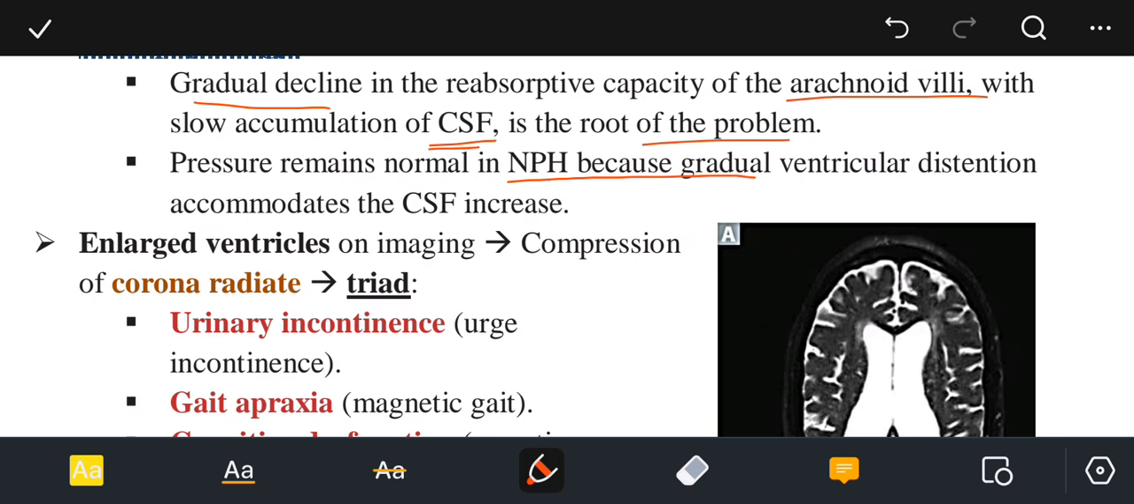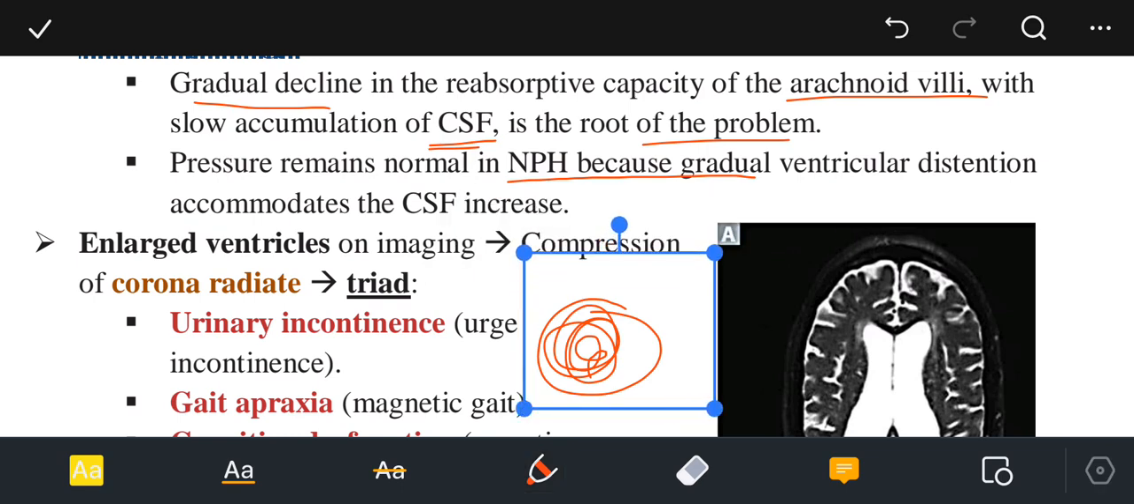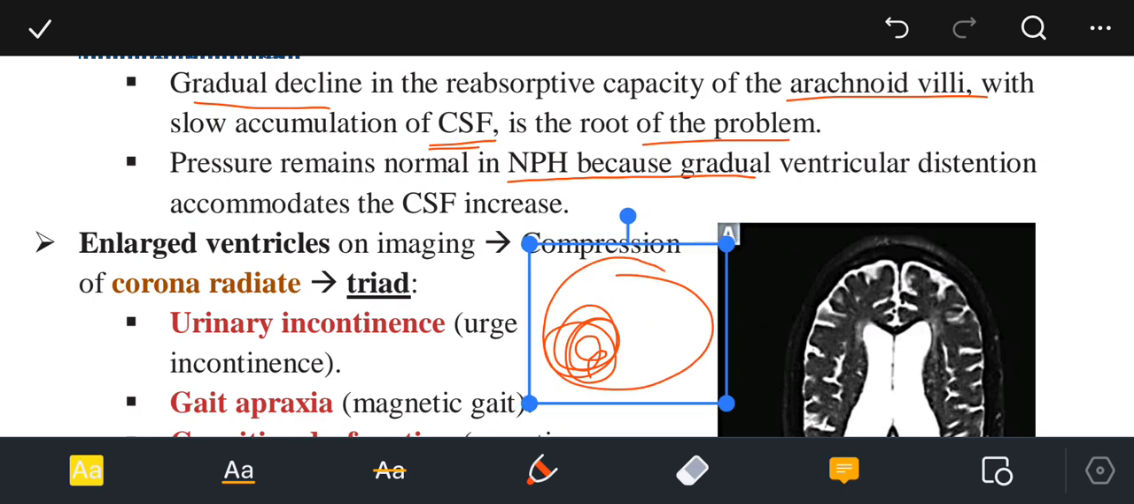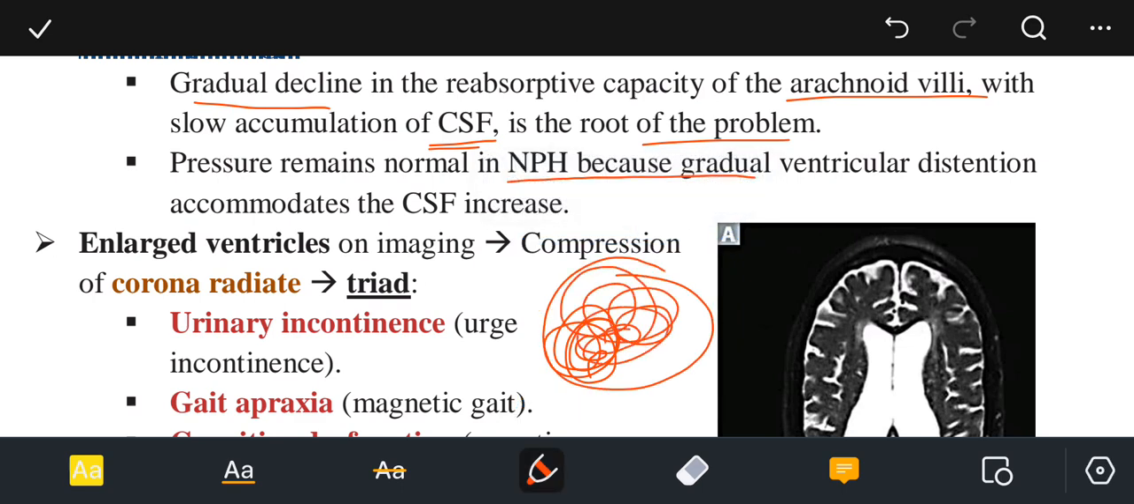But if the time span for the increase in the cerebrospinal fluid is in the years, so the ventricles, suppose these are the ventricles, and you were filling them with fluid slowly, gradually, and when there is gradual increase in the cerebrospinal fluid, there will be a slow increase in the ventricular size, and that slow increase in the ventricular size will accommodate that fluid, and that will not cause an increase in the pressure.